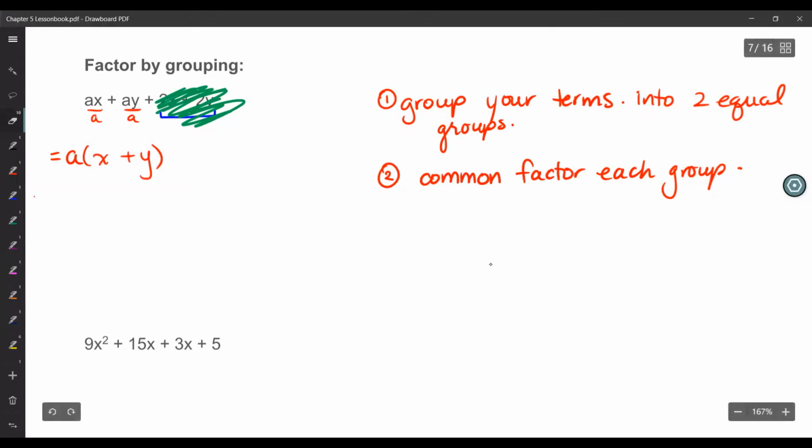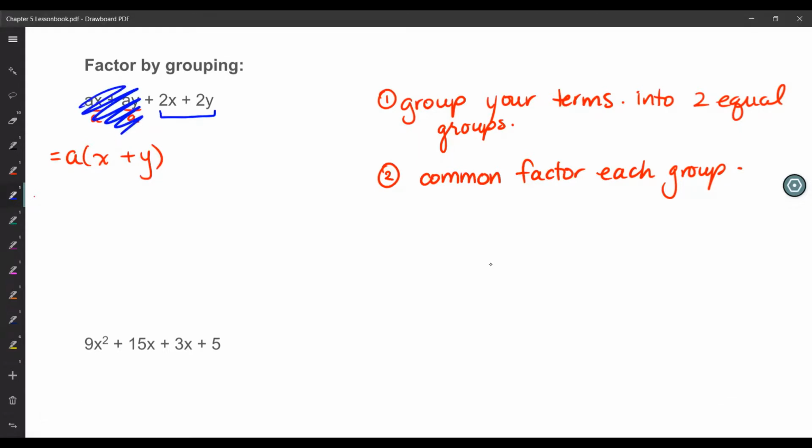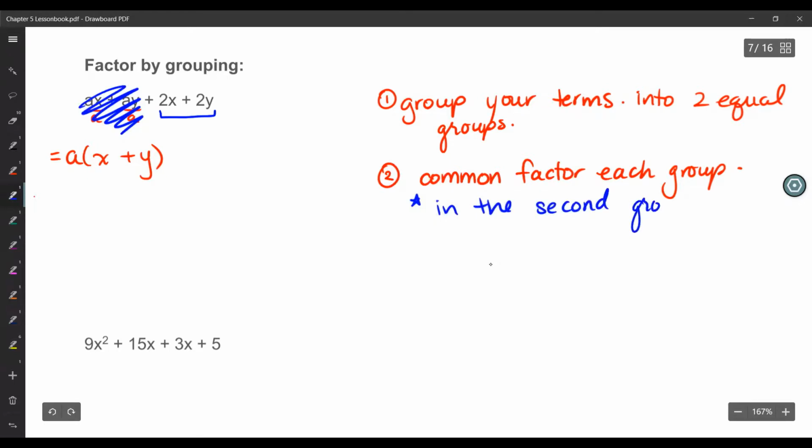Okay, and then similarly, we're going to common factor the second group as well. So if I look at just this half now, 2x plus 2y, of course, they share a common 2. I'm just going to write a little note here. In the second group, you're going to take out the common factor with its sign. So if it's negative or if it's positive, you're going to take that out with its sign.